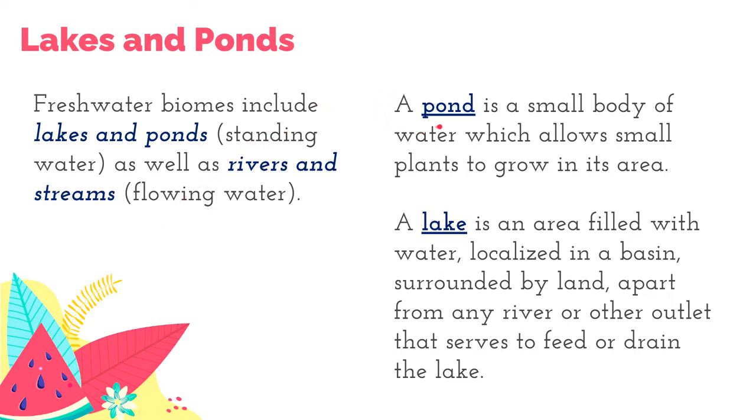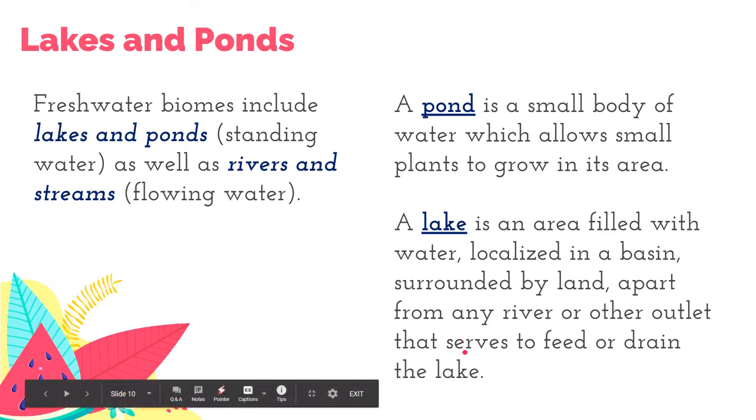In terms of comparing a pond and a lake, a pond is generally smaller, a small body of water which allows small plants to grow. While a lake is generally bigger than a pond, it's an area filled with water localized in a basin surrounded by land, apart from any river or other outlet that serves to feed or drain the lake.